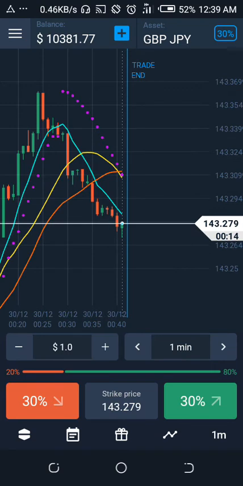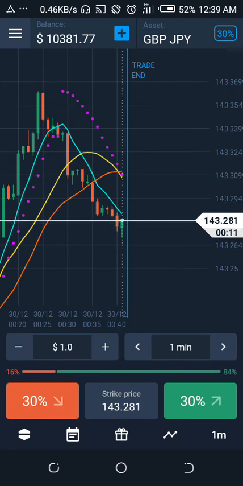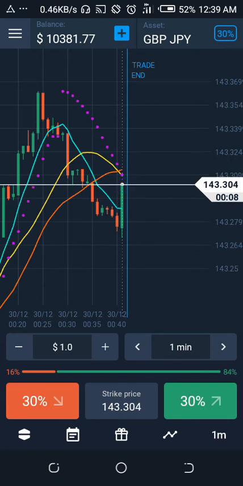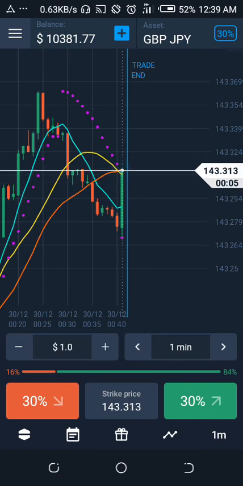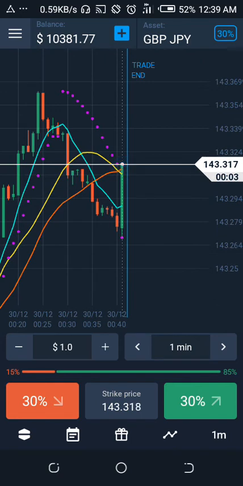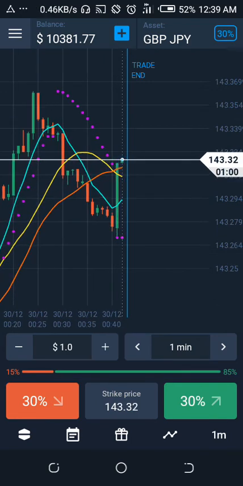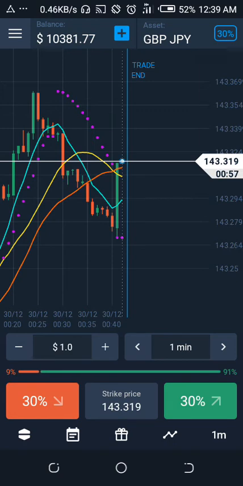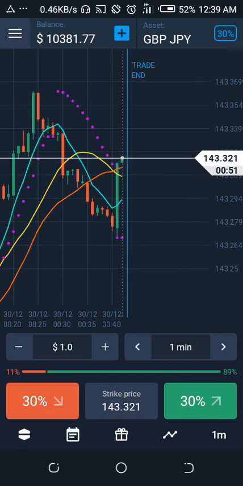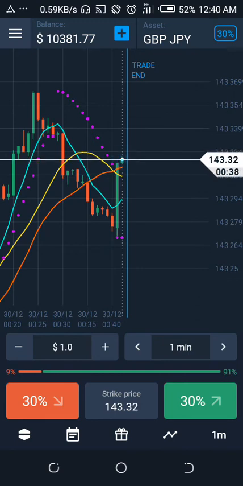If you have a deposit of like $200 or $100, it's advisable that you use between 2.5 or 3% for each trade. So if you want to use 2.5% of, let's say, $100, that would be 2.5.